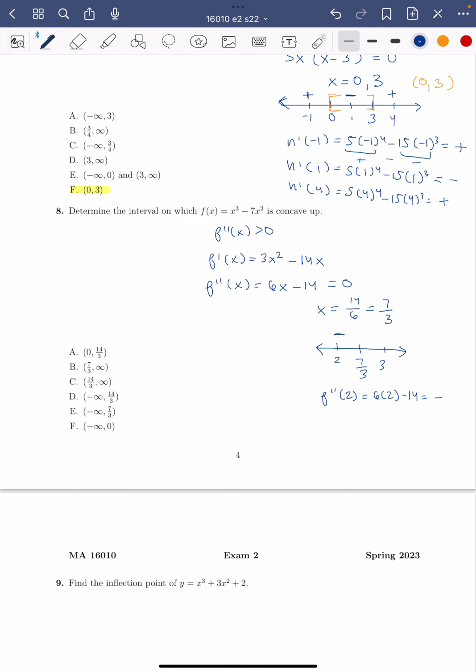Just to double check, we could stop here. We would know that it would be concave up from 7/3 and up, but let's go ahead and check the other one anyway. F double prime of a point a little bit bigger than 7/3, we're going to use 3, equals 6 times 3 minus 14, which equals 18 minus 14, which is +4. So this would be a positive number, and we can see that from the right side, our number is greater than 7/3, it's positive. So if we draw that on our number line, we can see that this orange region is concave up because the second derivative is positive, giving us an interval of 7/3 to infinity, or an answer of B.